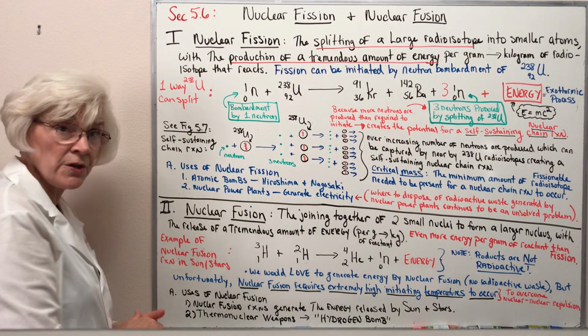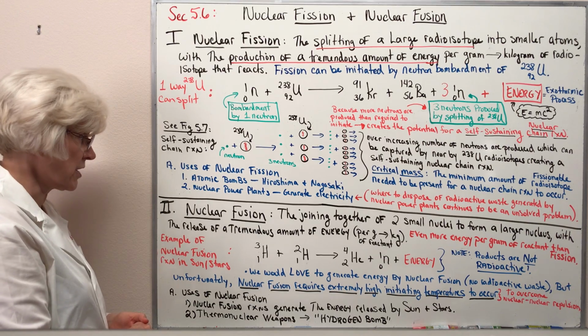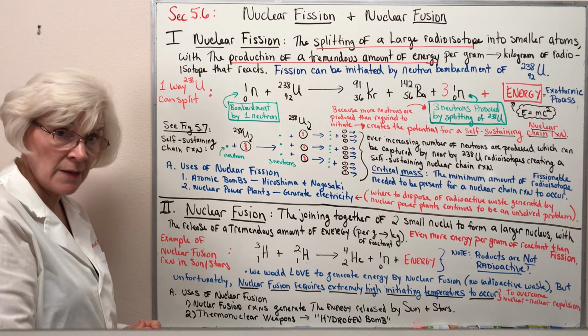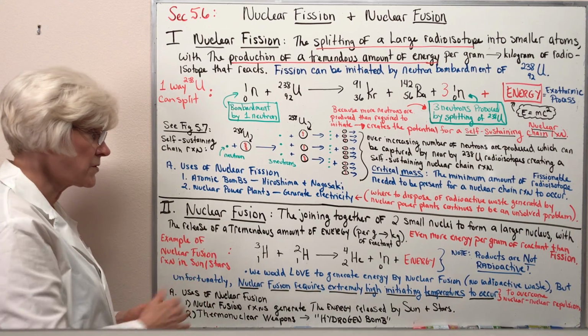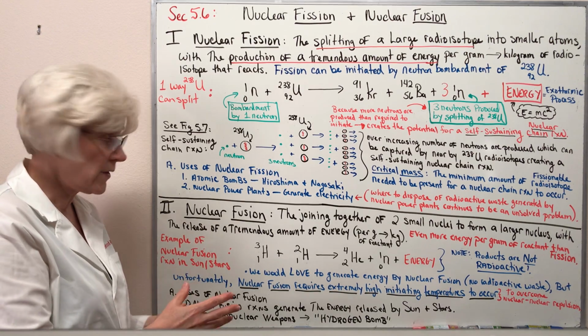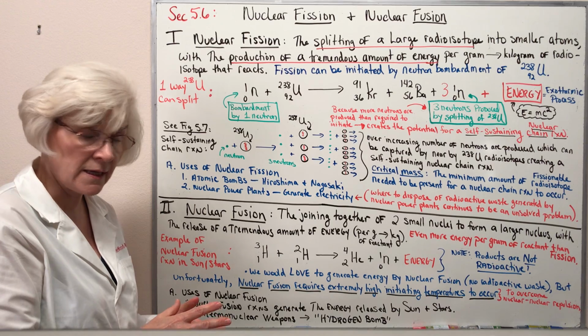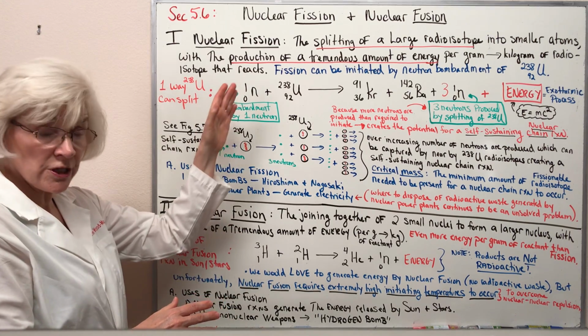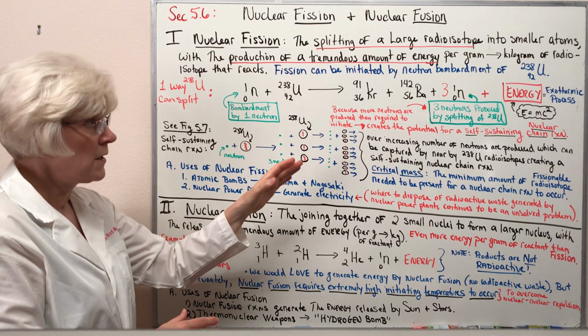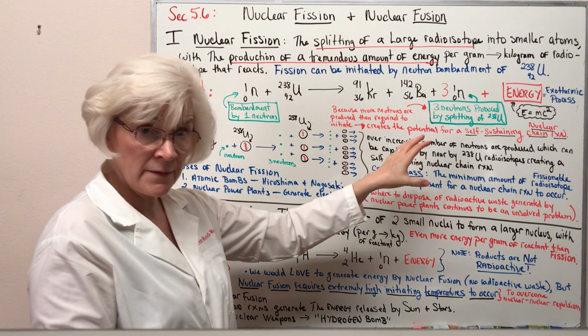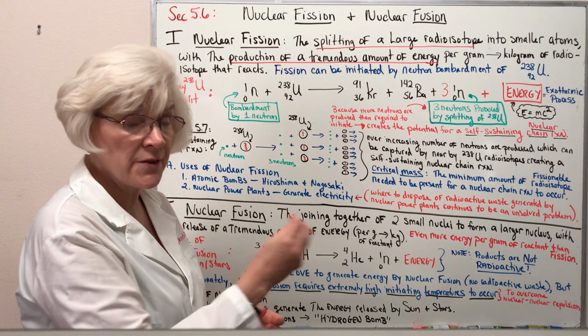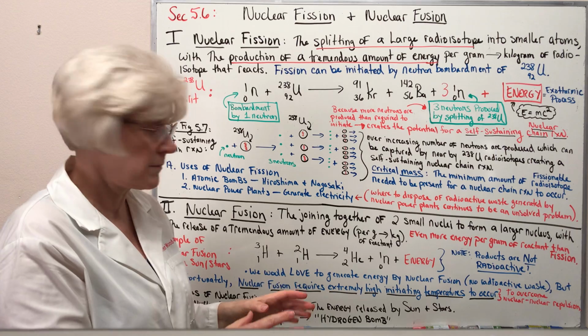Which leads us to uses of nuclear fission. One is atomic bombs that were used during World War II at the end on the cities of Hiroshima and Nagasaki. Those were nuclear fission weapons, one being a uranium atomic bomb and the other a plutonium atomic bomb.